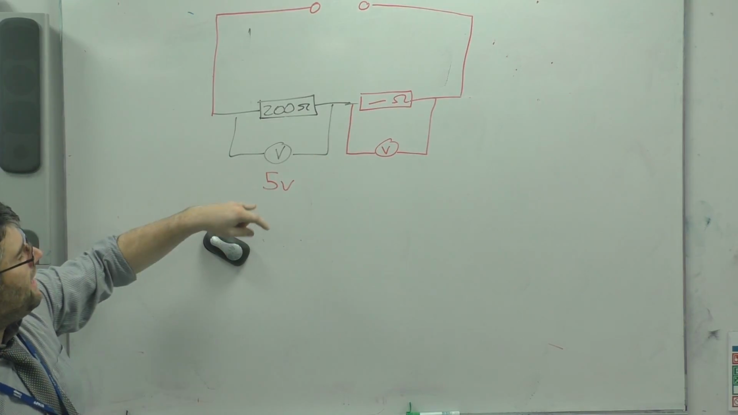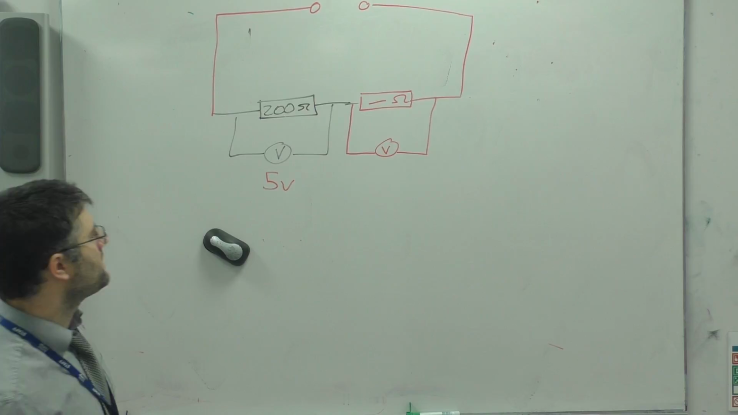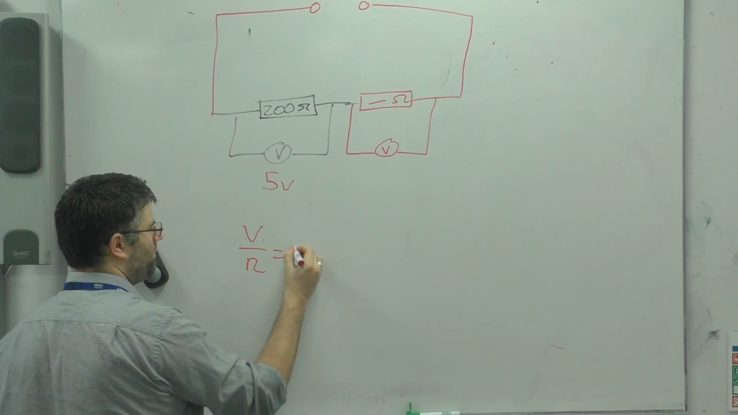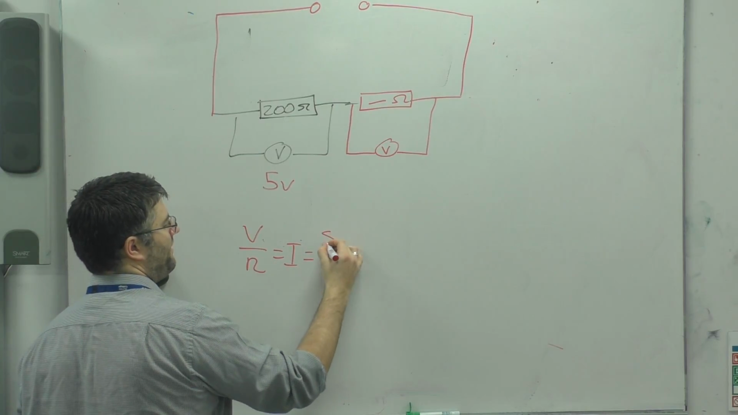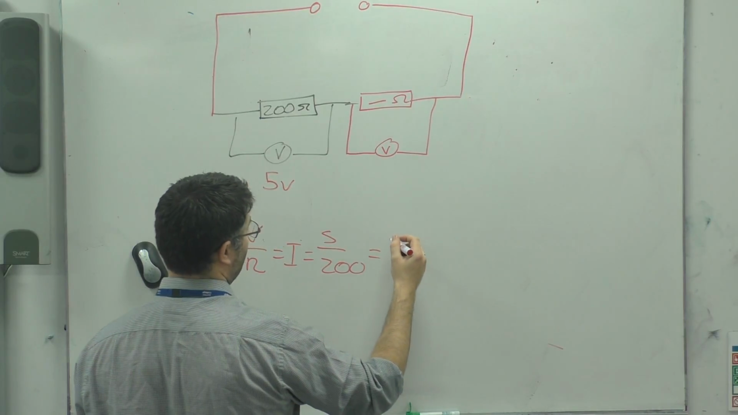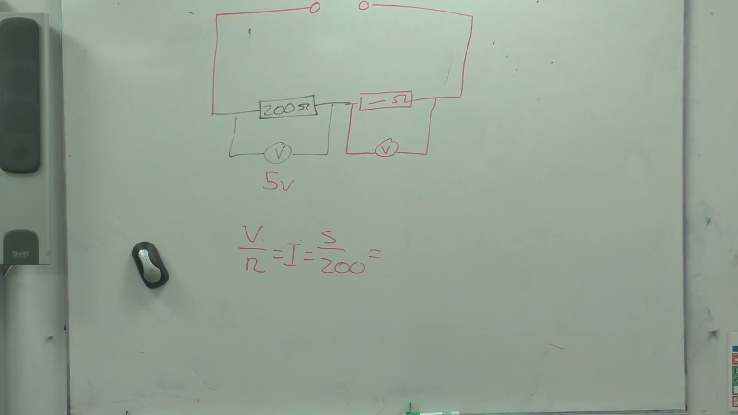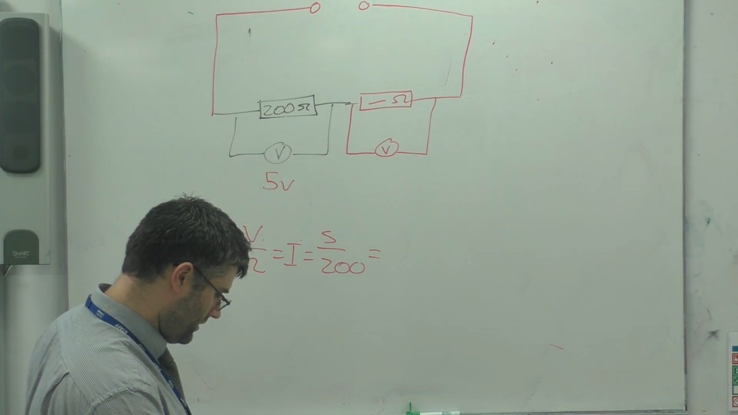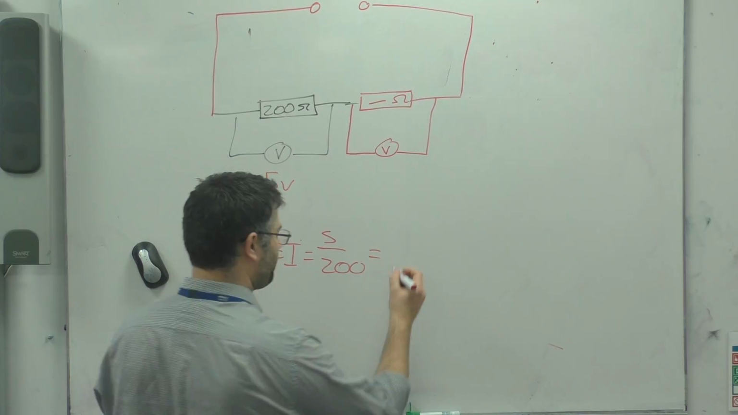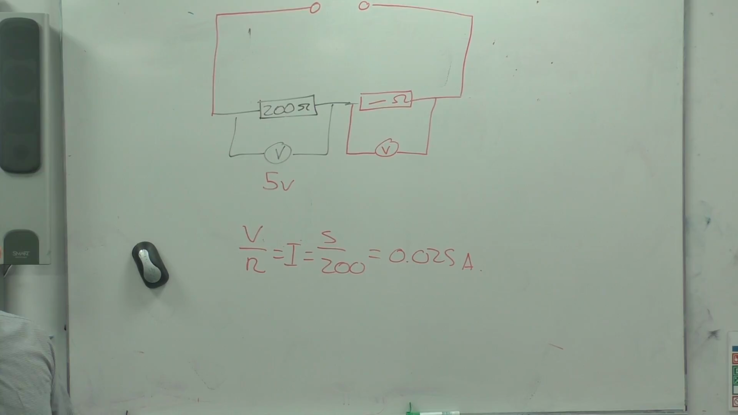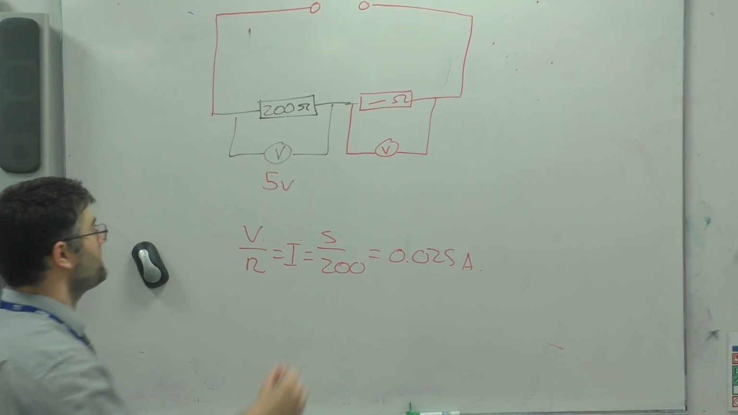So we can go, oh, lovely, we can work out the current. So I've got 5, so as before, V over R will equal I. So in this case, 5 over 200 will give you the current. We'll have to work that out. 5 divided by 200 is 0.025 amps. So happy days, we've got a current of 0.025 amps running through there.